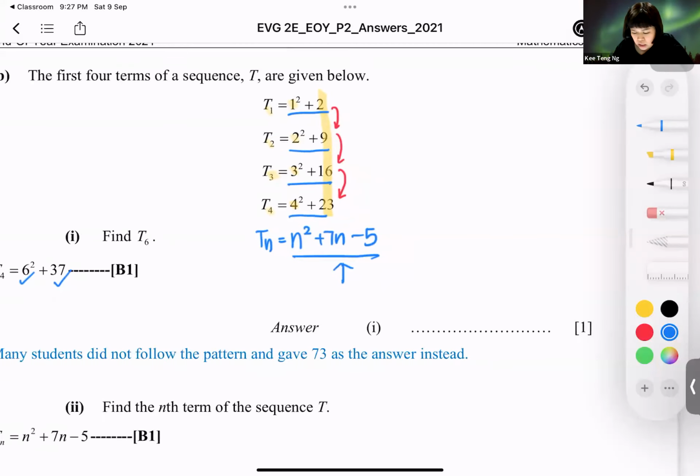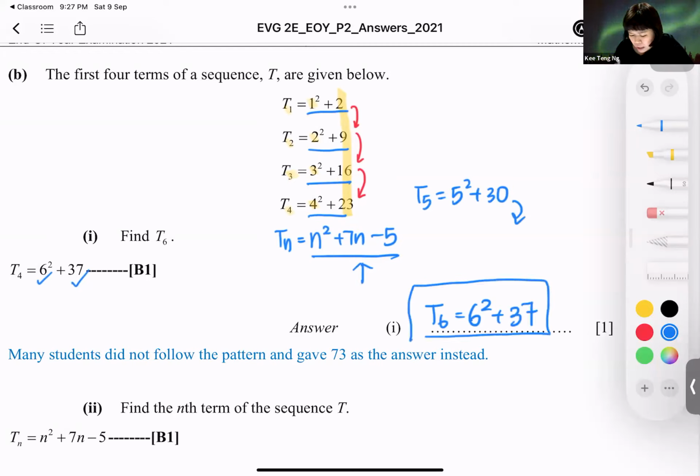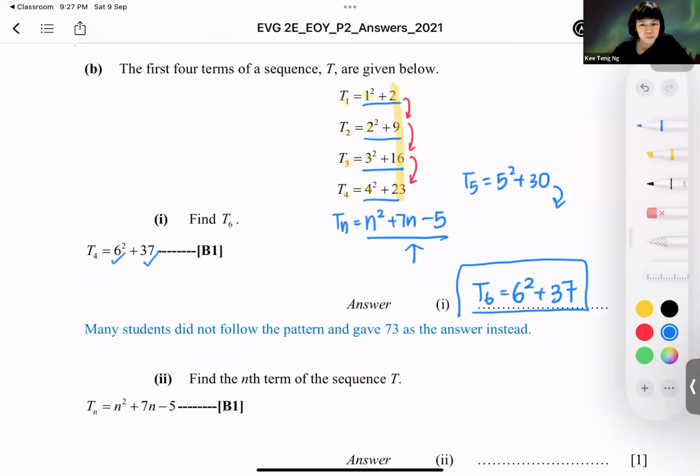In this case, I'll put term 6, which means I need to find term 5. That will be 5 squared plus 30. Term 6 itself will be 6 squared plus another 7, 37. So instead, I need to write out this whole line of the pattern in the sequence. I'm not calculating the final value of the whole sequence. I'm copying the whole line of pattern in the sequence. So please take note, and write the correct answer.